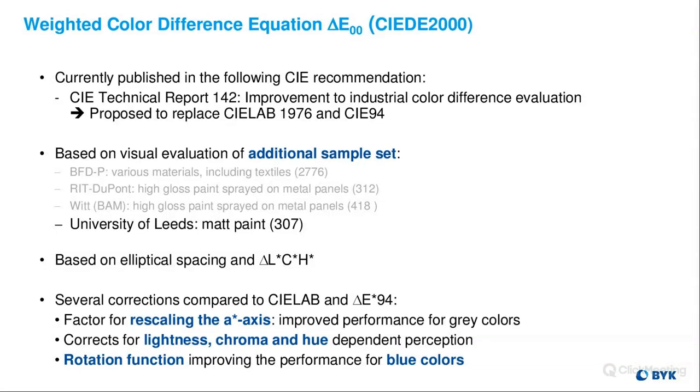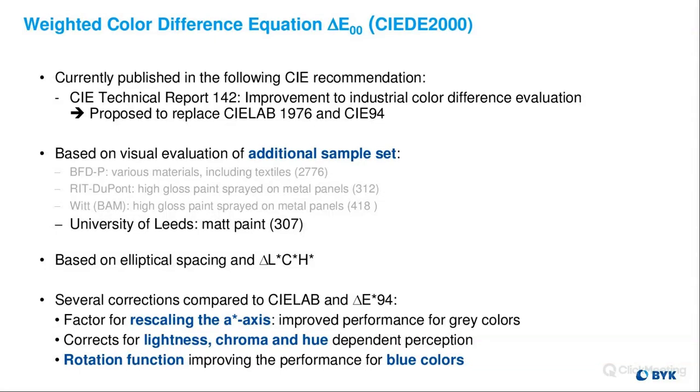The next color equation we're going to talk about is delta E2000. And this has some significant improvements over the other equations that we talked about. And this was based a lot on automotive high gloss paint. They did some matte panels too, because they wanted to make sure that it would work in that type of color space also for matte finishes.